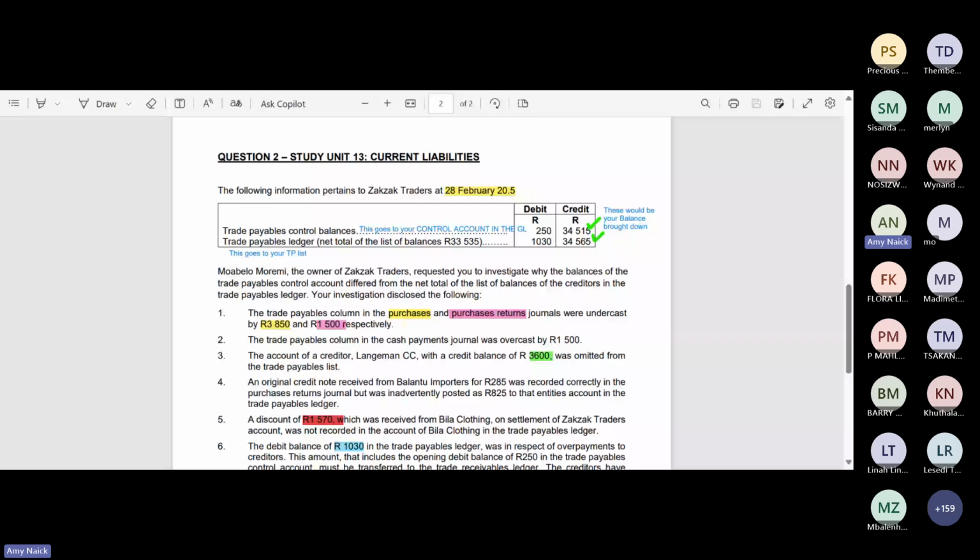And in a perfect accounting system, the control account and the ledger need to be the exact same balance. So if you see a debit on one side, you'll have to see a debit on the other, which means we need to see where the missing link is. What this means is that something could have been inputted in the trade payables control account, but potentially missed out on the payables ledger or the list, or vice versa. So we need to see, based on the information they give us, where it's missing, and we need to adjust accordingly.